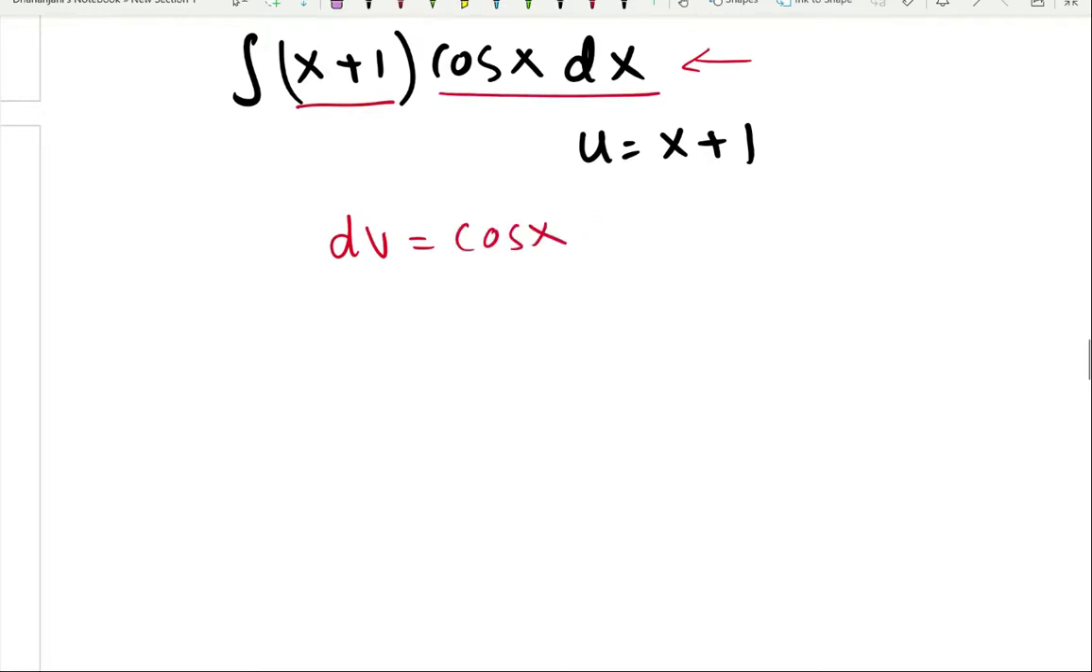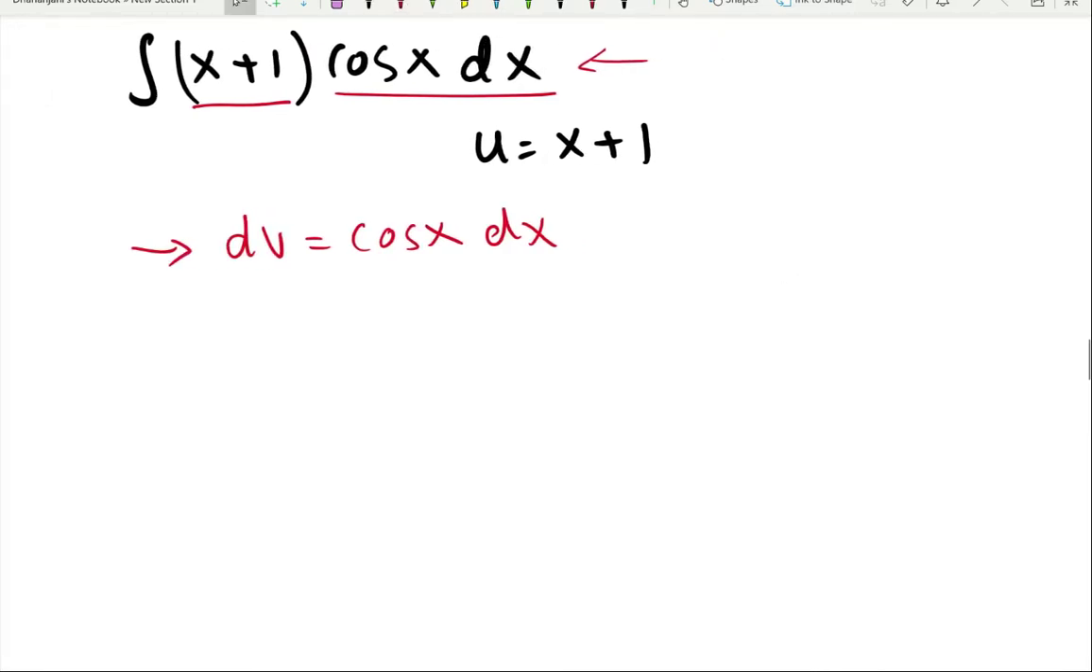Don't just take cosine and write that as dv. It should come with the dx because this is a differential. Okay, now you know dv. Now let's write down the integration by parts formula. It's uv minus integral of v du, right? So we know dv.